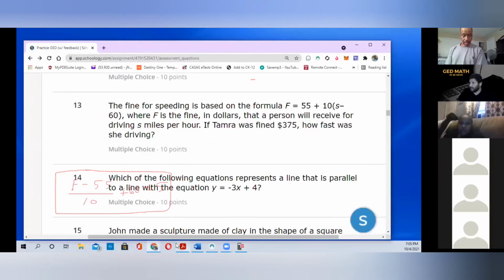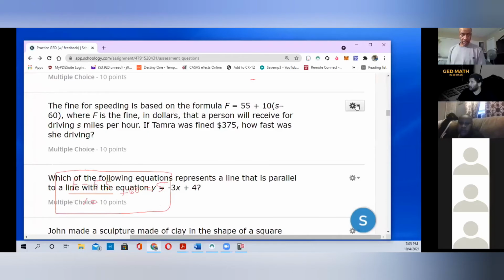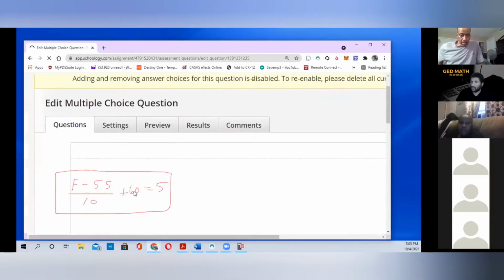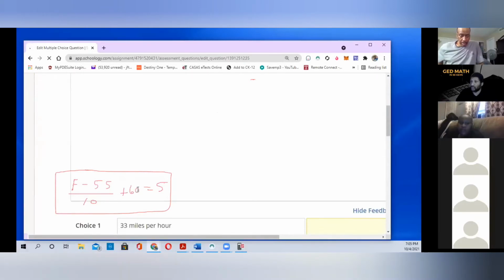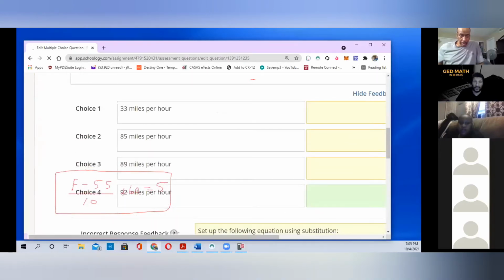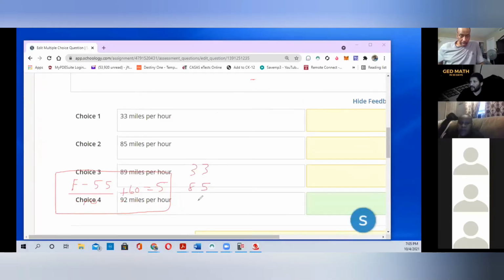Let me see what answers they have. I mean, see what the multiple choice is. Okay, 33, 85, 89, 92. Okay. Go back to the blank page real quick.